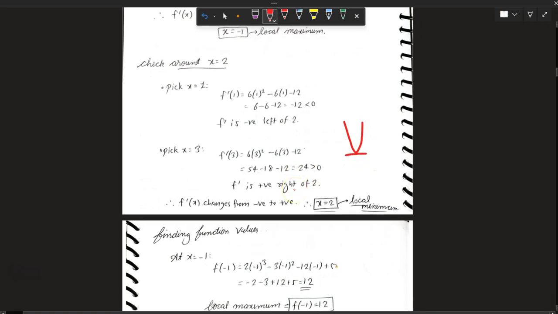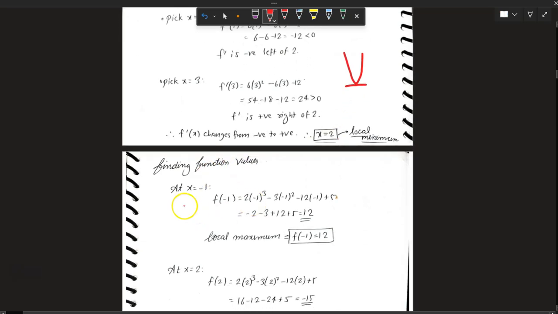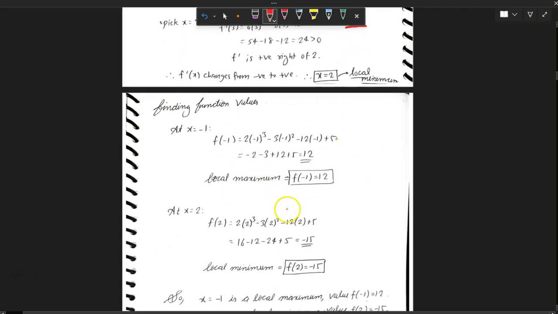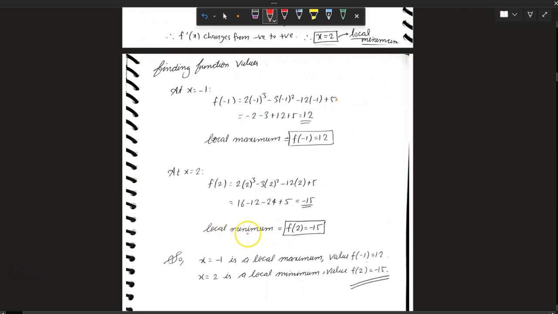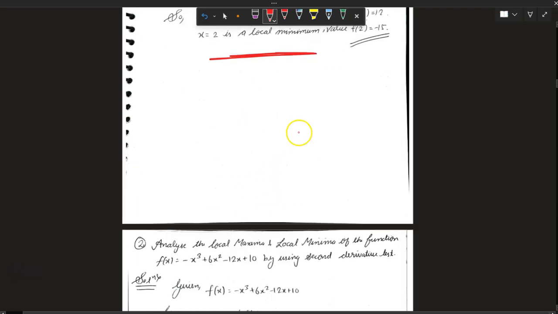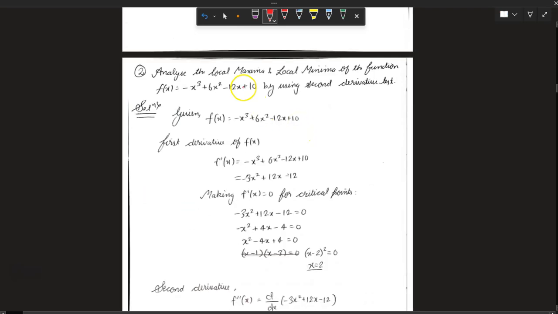Okay, you can't say whether it's a global because only for 2 points you are checking the things. Okay, so finding function values, at x is equal to minus 1 you will get local maximum, and at x is equal to 2 you will get local minimum. So you just conclude the answer over here writing the same. Alright, I hope you understand the question. Let's move to the second question.